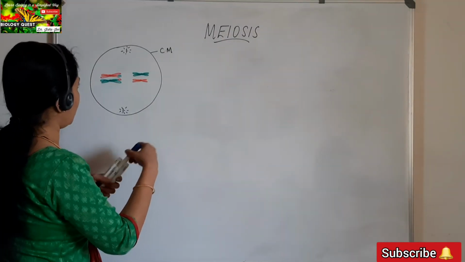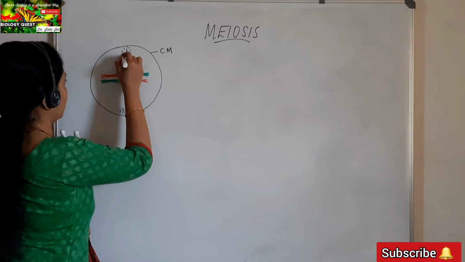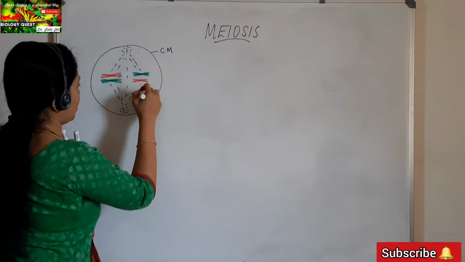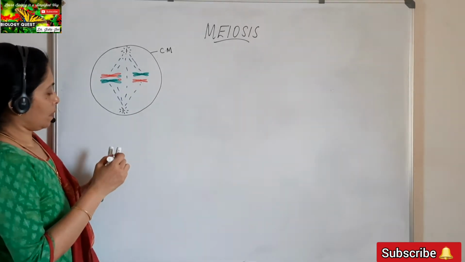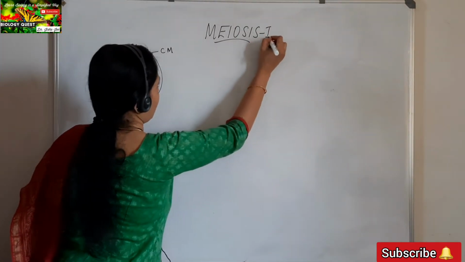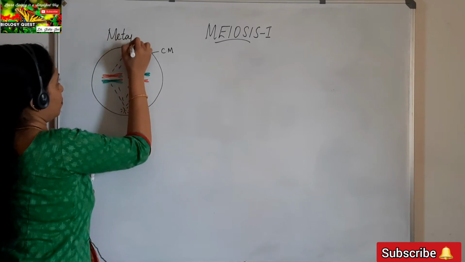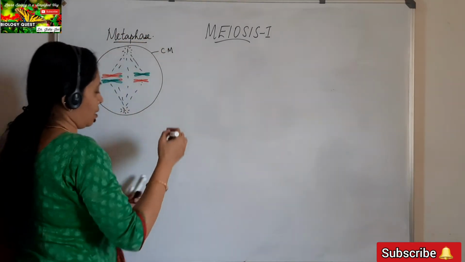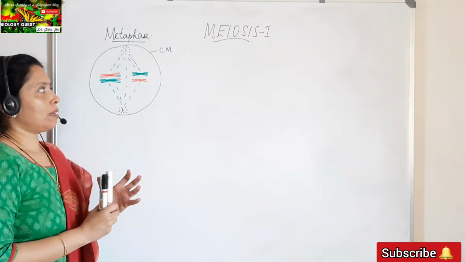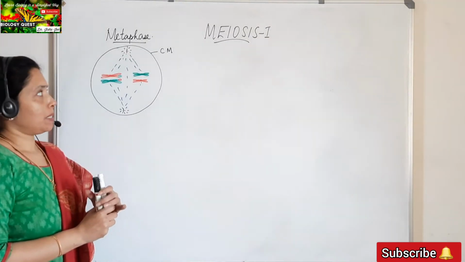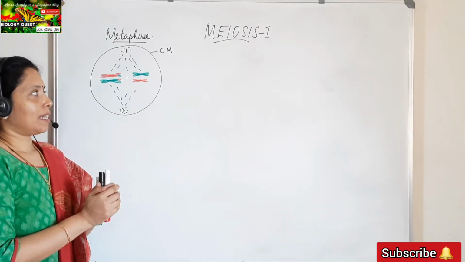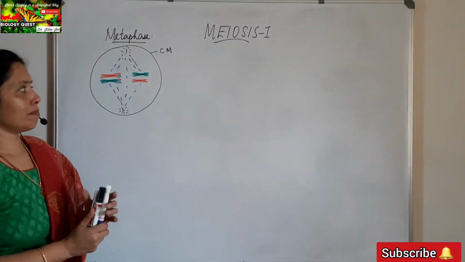So these are the spindle fibers arising from the centrioles. The spindle fibers get attached to the centromere of the chromosome. That is metaphase-I of meiosis-I. During metaphase-I, the separated homologous chromosomes get arranged or aligned at the equatorial plane of the cell with the help of the spindle fibers. The spindle fibers get attached to the centromere of the chromosomes, and the homologous chromosomes get aligned at the equatorial plane of the cell like that. That is the metaphase stage.